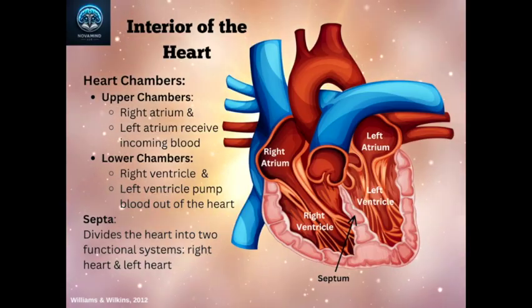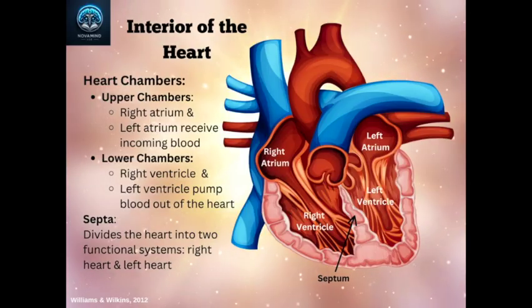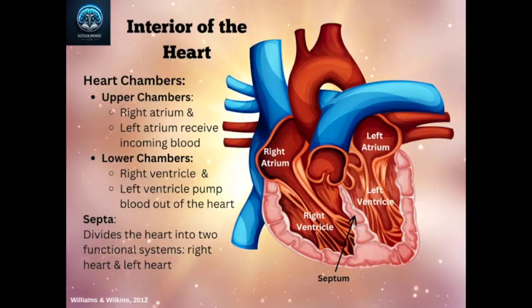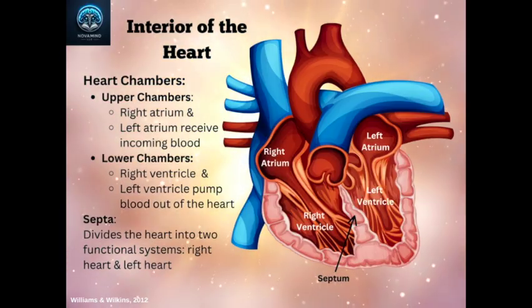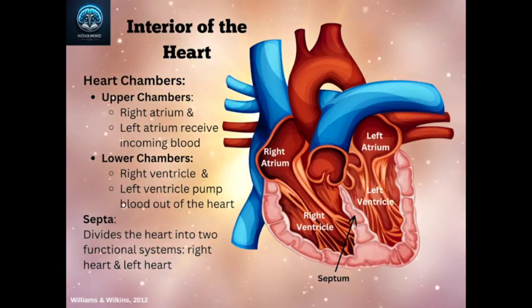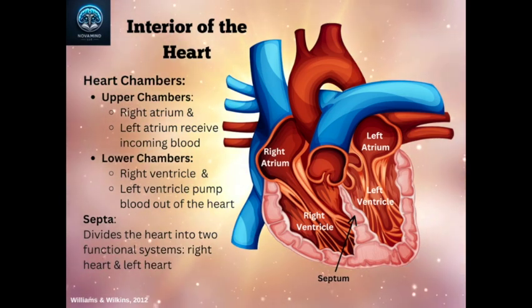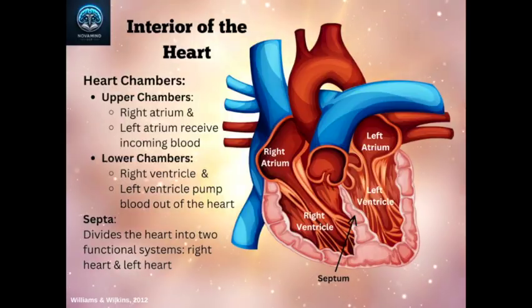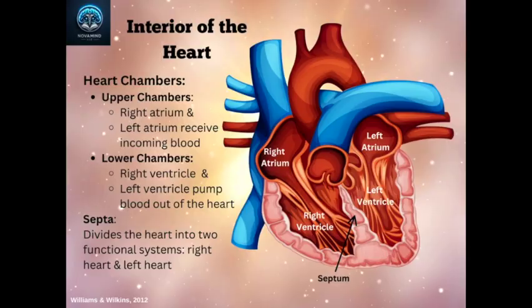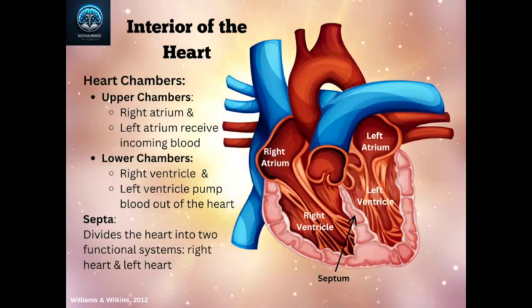Now let's review the interior of the heart. The interior of the heart is organized into four distinct hollow chambers, each playing a critical role in the circulation of blood. These chambers are separated by walls known as the septa, which ensure that the heart functions efficiently as two distinct pumping systems, the right heart and the left heart.